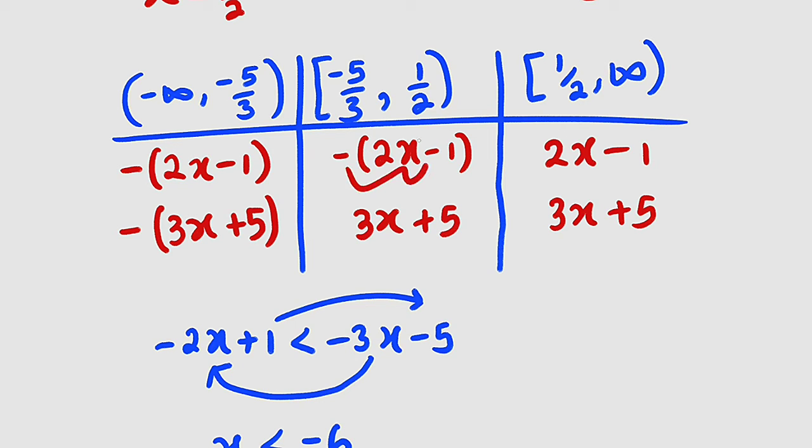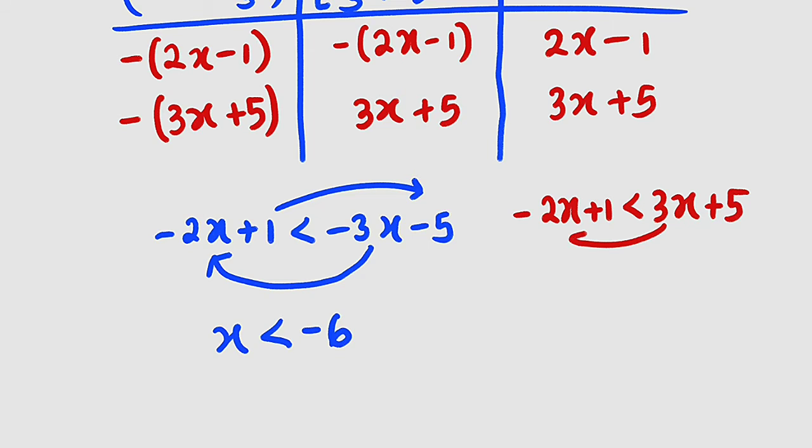If you distribute this negative sign, you have negative 2x plus 1 less than 3x plus 5. Take this one to the other side, it becomes negative. Negative 2x minus 3x is negative 5x. Then take this one to the other side, it becomes negative. 5 minus 1 is 4. This is less than 4.